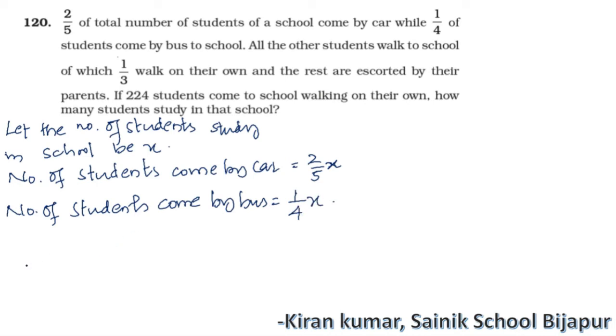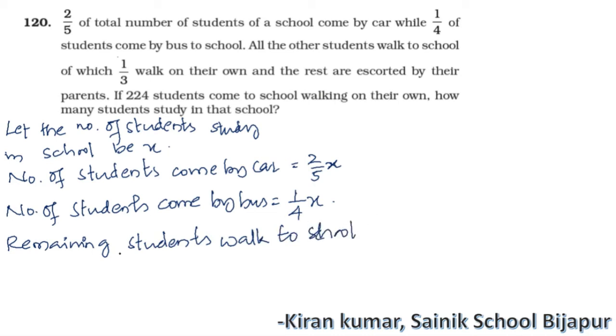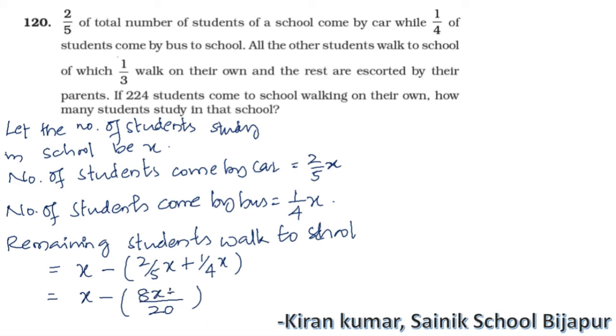So we can find the total students who come by walk, so the remaining students walk to school. So that remaining students is the total minus 2/5 of X plus 1/4 of X. We can simplify this. It is X minus, the LCM here is 20, so 8x plus 5x. We get it as X minus 13x by 20.